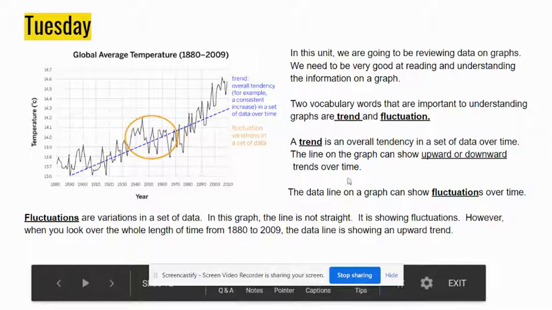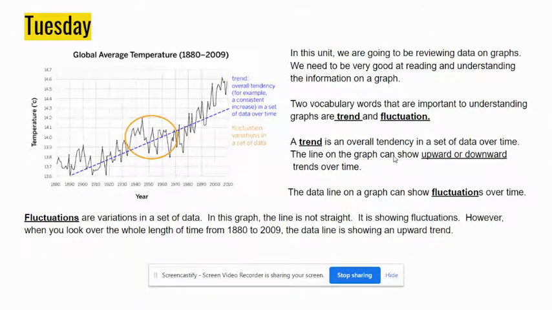All right, so in this unit, we are going to be reviewing data on graphs. We need to be very good at reading and understanding the information on a graph. Two vocabulary words that are important to understanding graphs are the words trend and fluctuation. A trend is an overall tendency in a set of data over time. The line on the graph can show upward or downward trends over time.